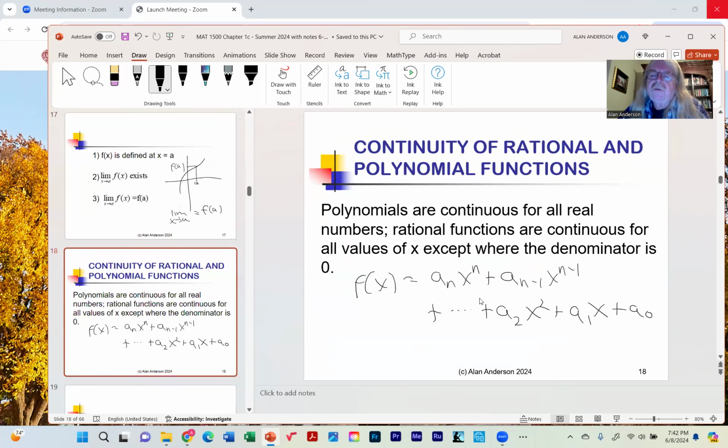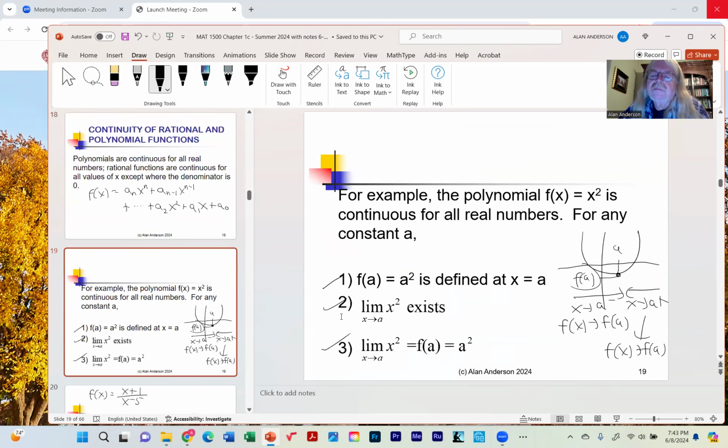So here's a quick reminder of what a polynomial looks like. A quadratic function, for example, is a special case of a polynomial. A cubic function, a linear function, they're all special cases of polynomials. A rational function, as you recall, is defined as the ratio of two polynomials. For example, x squared.